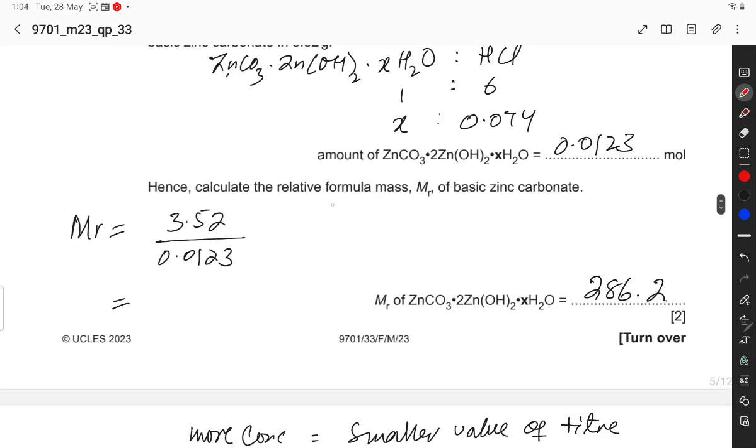Hence calculate the relative formula mass Mr of the basic zinc carbonate. We know that Mr is equal to mass over mole, so mass is 3.52 and mole is 0.0123. The answer is 286.2. So this is the Mr of this basic carbonate along with water molecules.